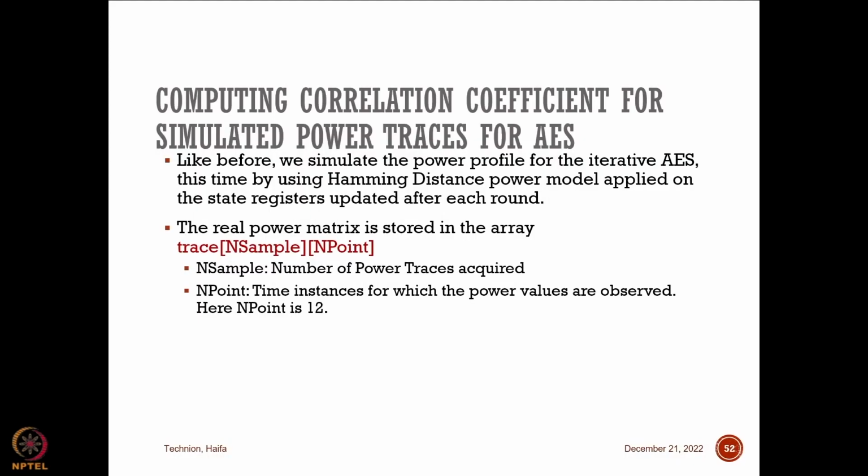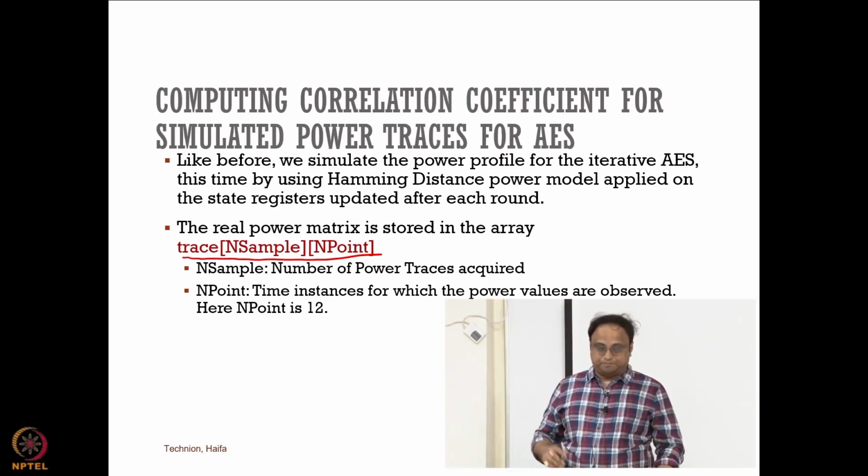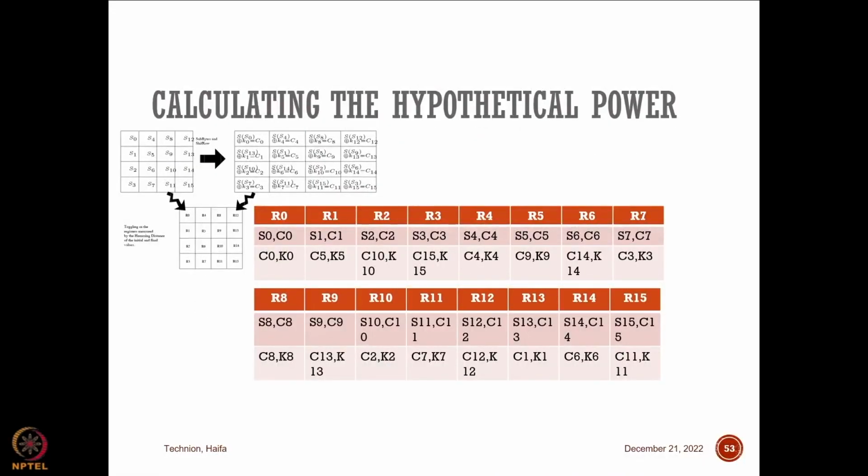You find out the power profiles and you store that in the form of some array. This is a two-dimensional array, basically nothing but a matrix. So you have got a trace matrix which has got n sample rows and n points columns, which means the time instances when you have sampled them. And then you essentially want to calculate the hypothetical power.